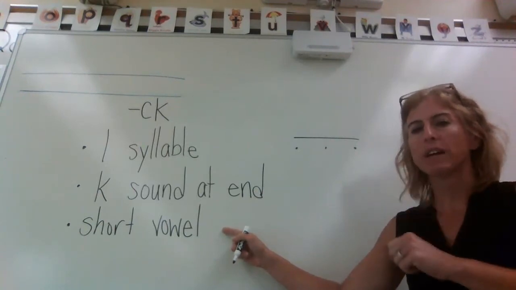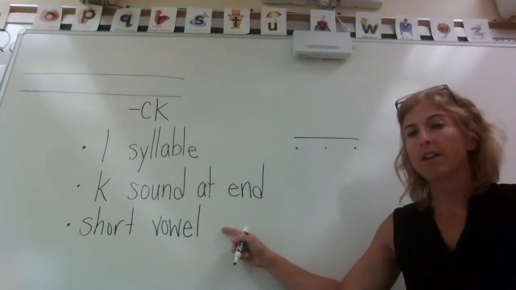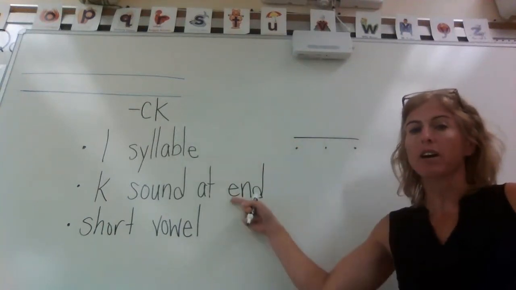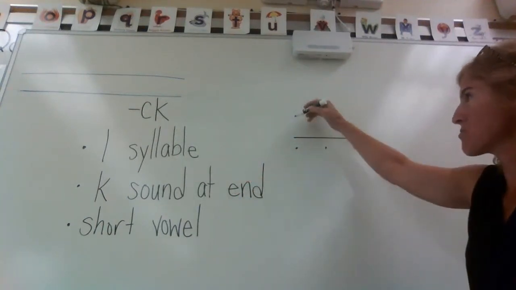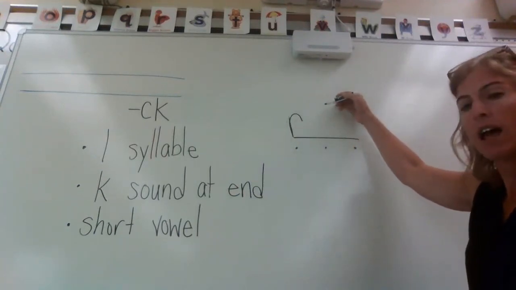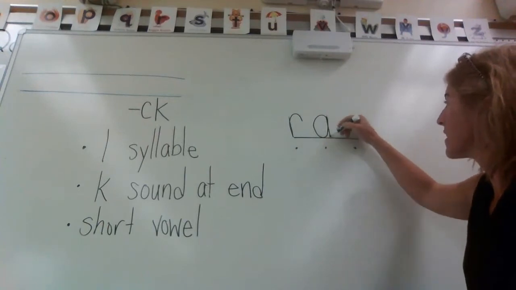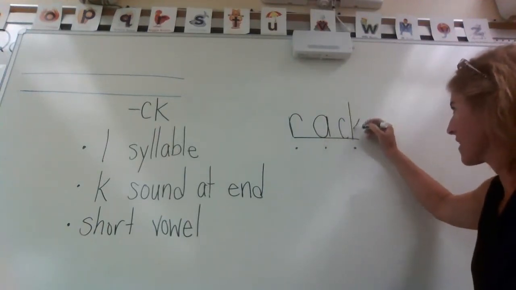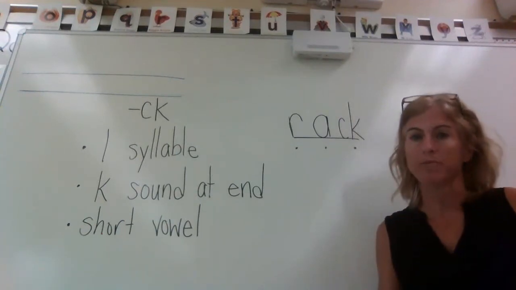R-A, short vowel sound. When I have that, I know that I'm going to use a CK at the end of my word for the k sound. R-A-K. C-K. Because it follows that rule.